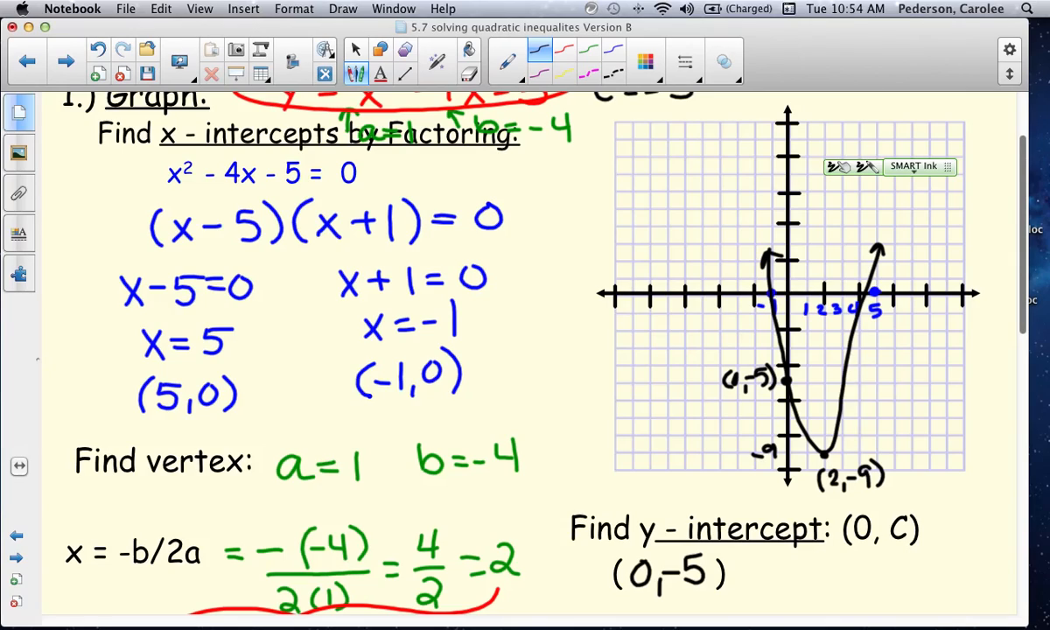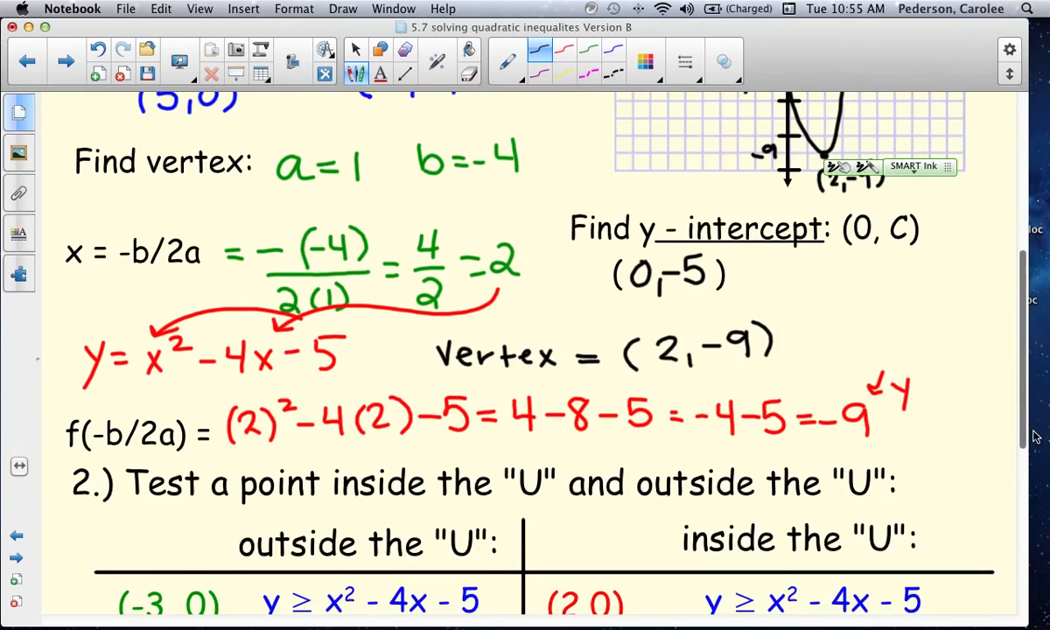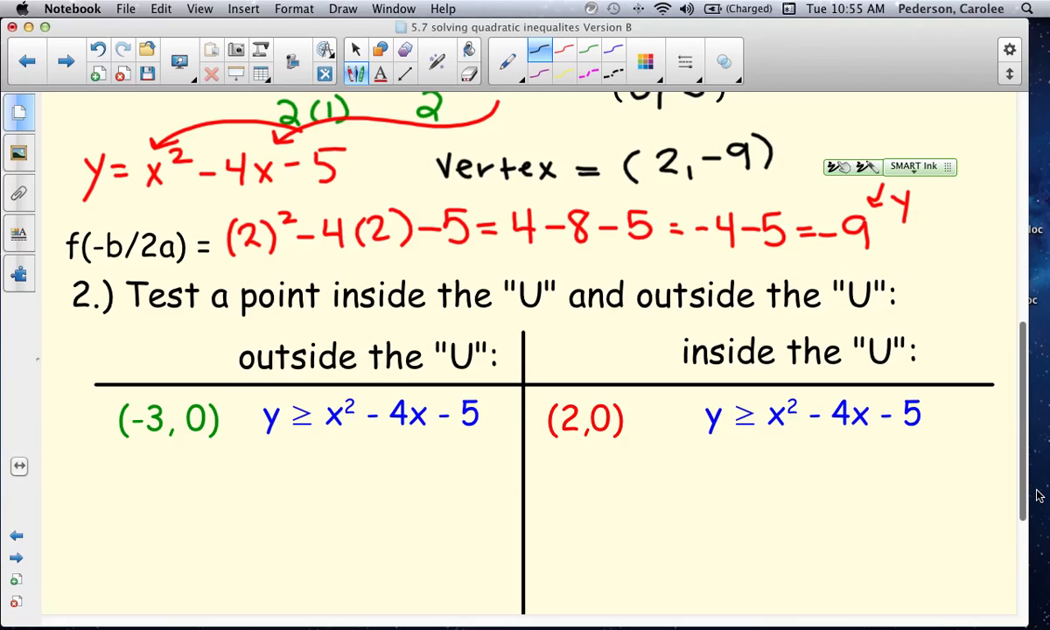So now I've graphed the parabola, but I still have to find the solution to this inequality. The inequality is y is greater than or equal to x squared minus 4x minus 5. So just like the last example, I want to pick an ordered pair inside the u and an ordered pair outside the u and figure out which one is true. So that's leading us down here to step 2. So just like the last example, I test a point inside and I test a point outside.